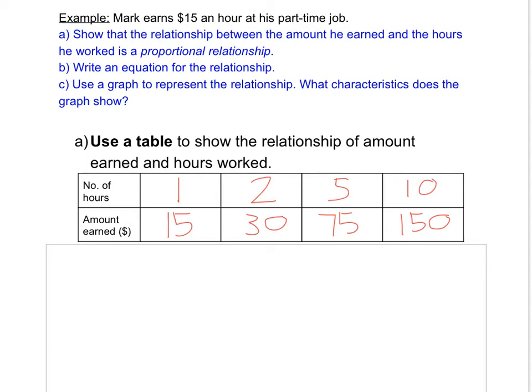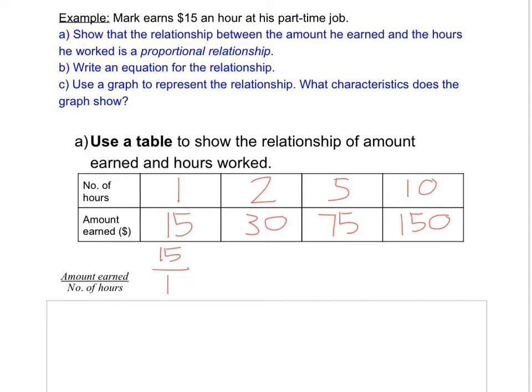And then the next thing that we're going to look into, because we're going to determine if the relationship is a proportional relationship, is to compare the two quantities, the amount earned and the number of hours. We'll find the ratio between these two quantities to see if it is a constant. Okay. So let's look at the amount earned and number of hours. So for this column, the amount earned is $15. The number of hours worked is 1. So the ratio here is 15 to 1, all right?